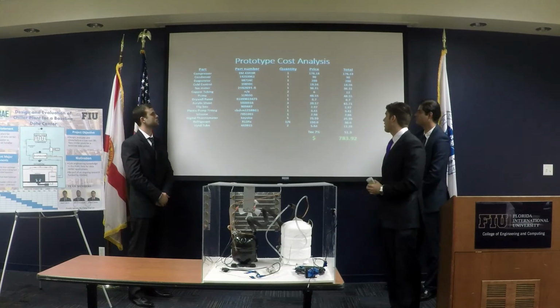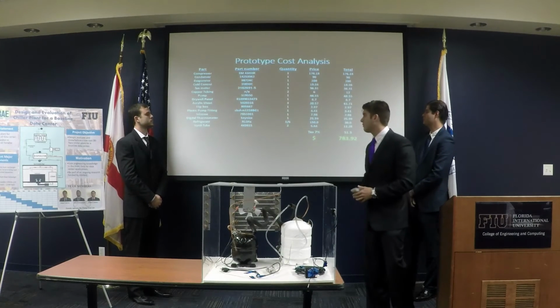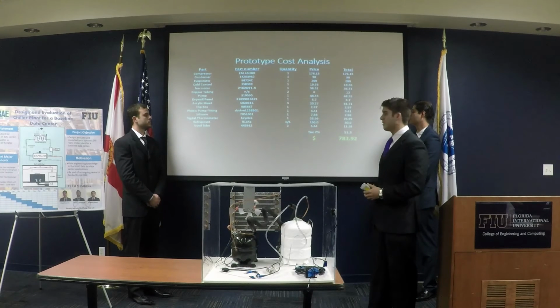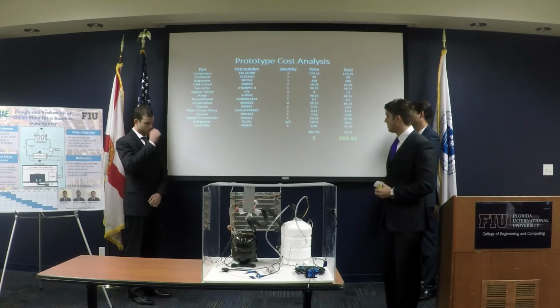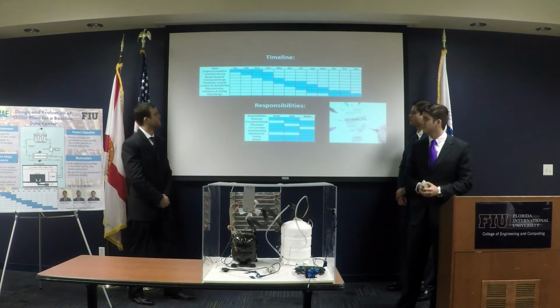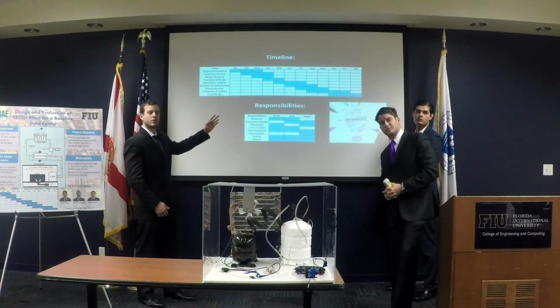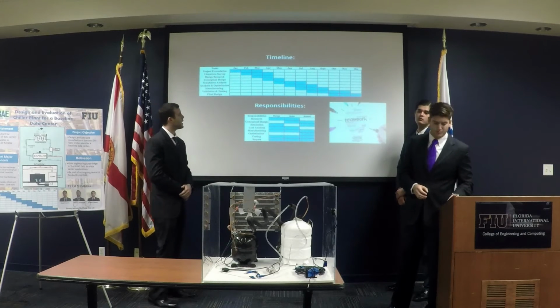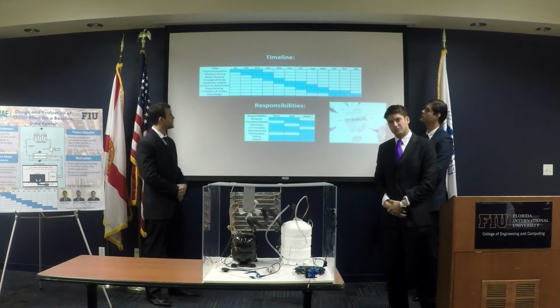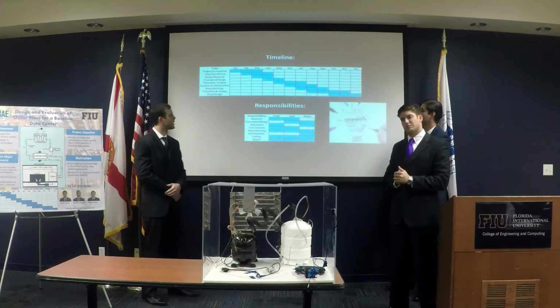So here we got a cost analysis of the prototype. Basically, the main components were the most expensive things. At the very end, we get a $783 cost for a prototype. This is a chart showing the progress of the team, and here we see a chart of responsibilities which shows how the tasks were distributed among the members.